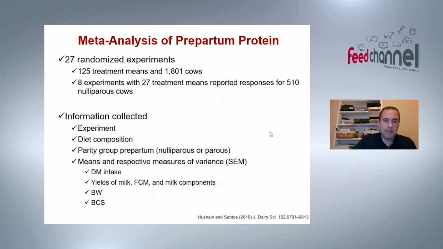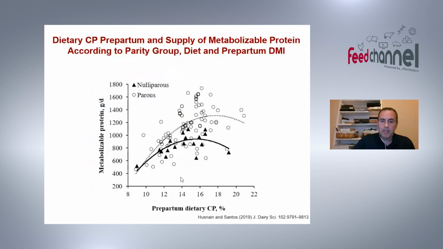So the supply of metabolizable protein is quite different. The dots here represent the diets that were fed in the different treatments to nulliparous cows, which are the triangles, and to the parous cows, which are the open circles. You can see that for a given amount of crude protein in the diet, there's a substantial difference in the supply of metabolizable protein.